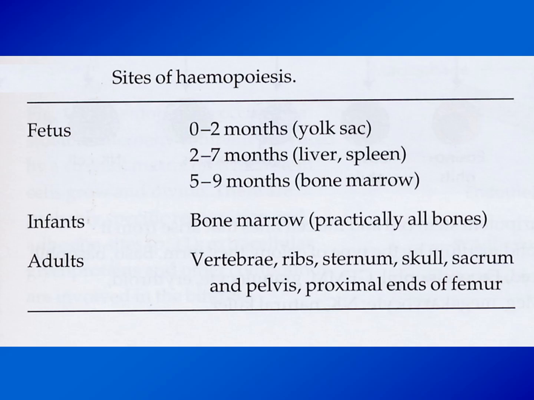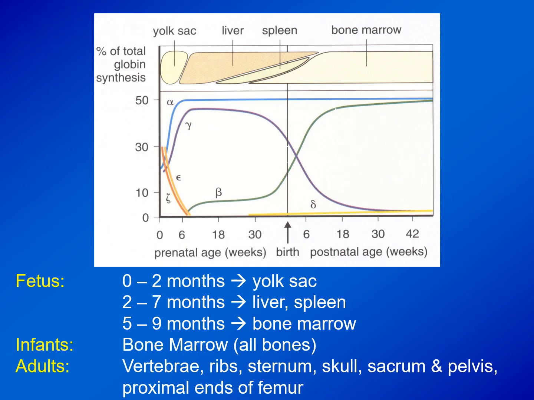Hematopoiesis starts in the fetus in the first 2 months in the yolk sac, then it moves to the liver and spleen, and finally, at the end of gestation, it moves to the bone marrow. In infants, hematopoiesis occurs in the bone marrow, essentially in all bones. However, in adults, hematopoiesis occurs in the central parts of the skeleton, that is the vertebra, ribs, sternum, skull, sacrum, and pelvis, and in the proximal ends of the long bones.